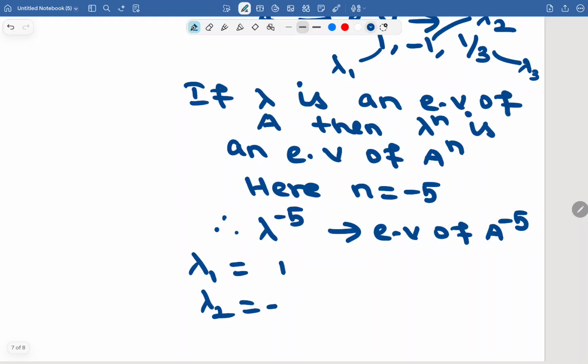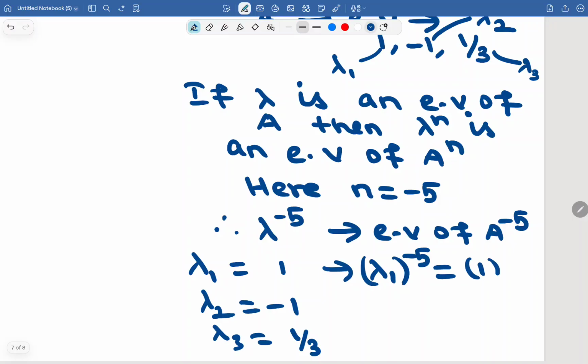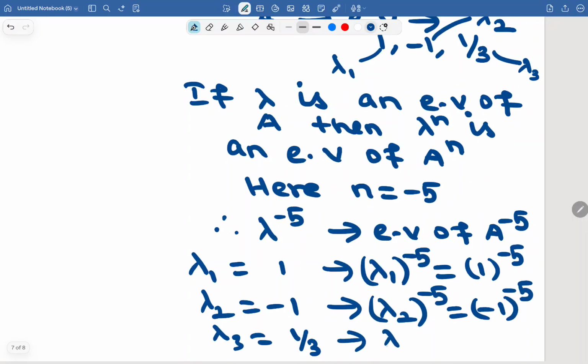Second eigenvalue is minus 1. Third eigenvalue is 1 by 3. Find lambda 1 power minus 5, that is 1 power minus 5. Second eigenvalue, find lambda 2 power minus 5, that is minus 1 power minus 5. Third eigenvalue, lambda 3 power minus 5, that is 1 by 3 power minus 5.